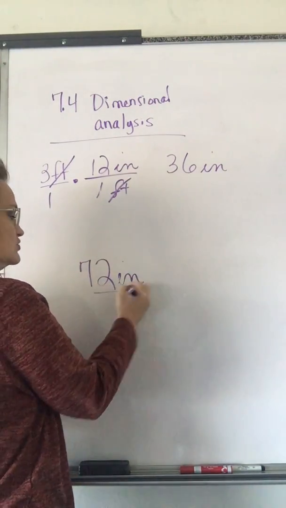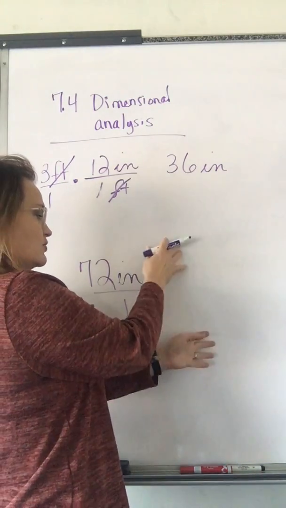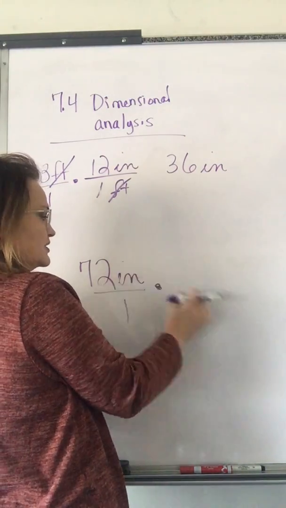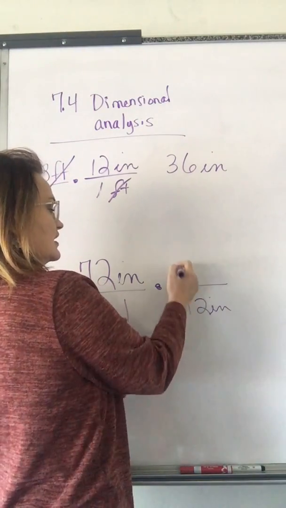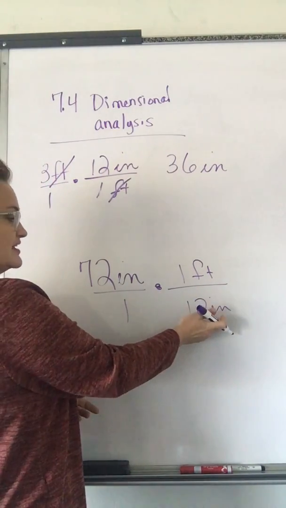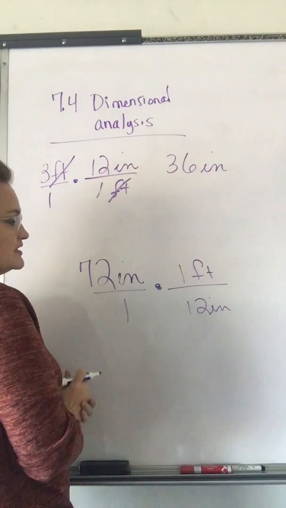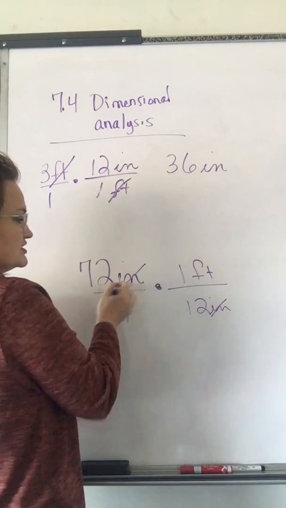Whatever the question is, you put it over 1, and then this time I want the unit fraction flipped the other way. I want inches to go away, so I want inches down here. So I would say, 12 inches and 1 foot are equivalent measures that I need. I want to get rid of the inches, and I want it to go to feet. So you want it flipped this way. Again, a form of 1, that way inches cancels.